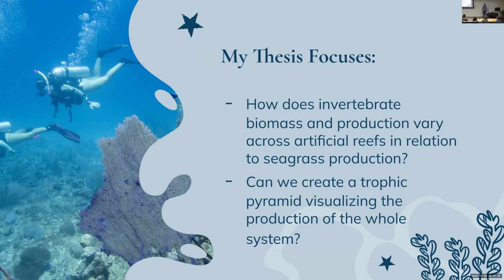So we have seagrass biomass and production levels already for the entire bight, like all the reefs that are in the bight, but we only have invertebrates for 5 of those reefs. So the plan is to create correlations and regressions to be able to really understand the invertebrate production and biomass across the entire bight. And then second to that, I want to create a trophic pyramid to visualize the production of the whole system, including the fish as well, and get this overall understanding of production levels in artificial reef ecosystems.